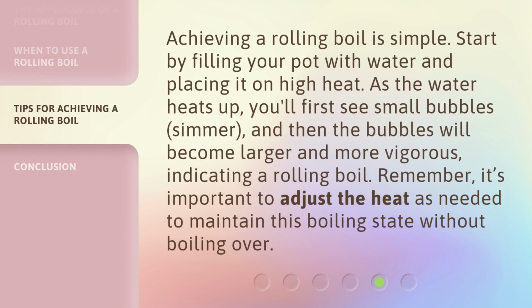Achieving a rolling boil is simple. Start by filling your pot with water and placing it on high heat. As the water heats up, you'll first see small bubbles, simmer, and then the bubbles will become larger and more vigorous, indicating a rolling boil. Remember, it's important to adjust the heat as needed to maintain this boiling state without boiling over.